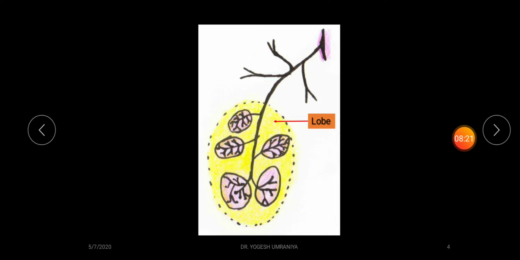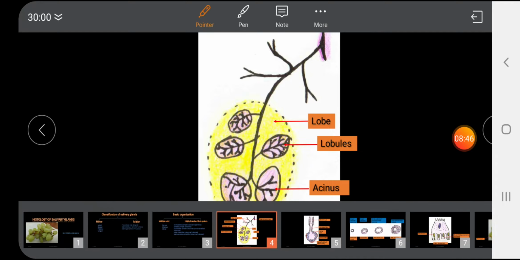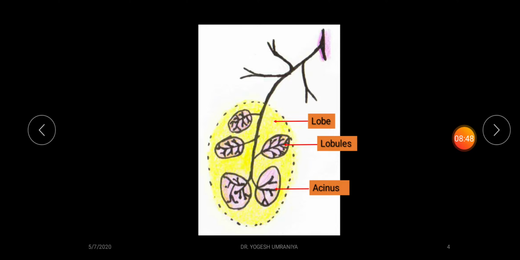The salivary gland has many lobes. Each lobe has a lobar duct. Within this lobe you have aggregations of the acini, and that aggregation is termed a lobule. Now, you can see the terminal swelling or dilatation-like structure here. That is termed the acini.